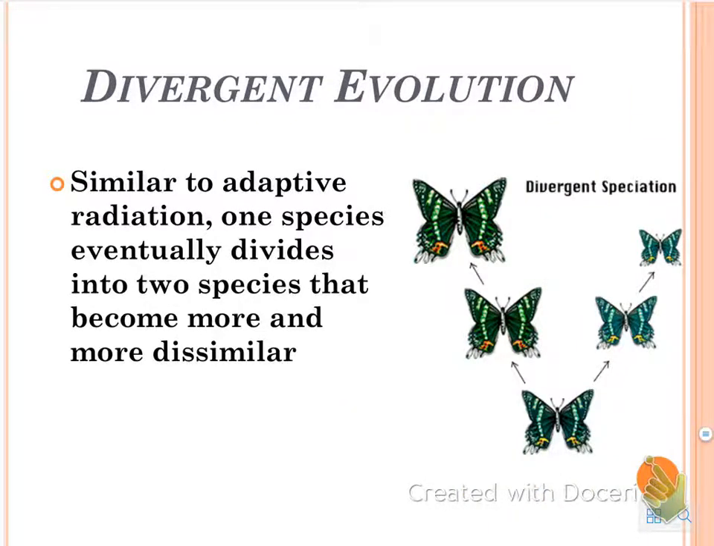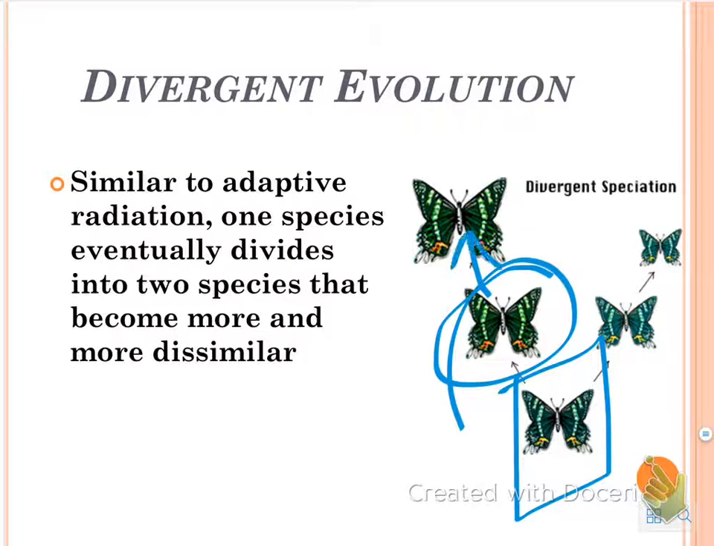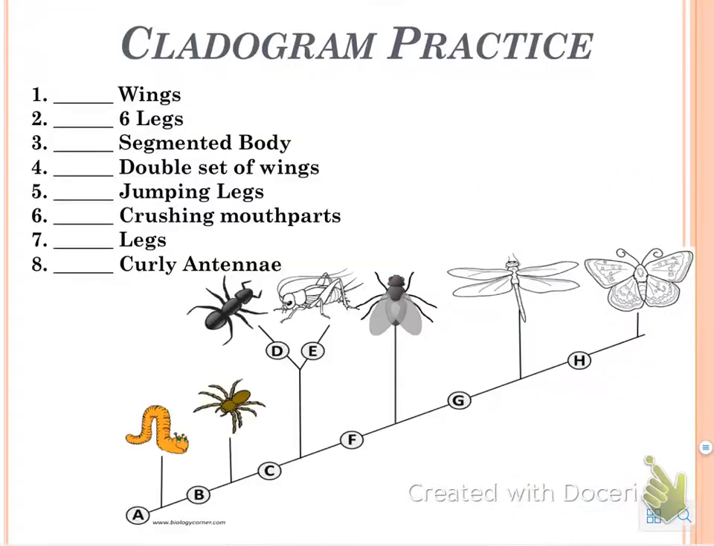Divergent evolution, on the other hand, is where one species divides into two and they become more and more different. So divergent, you're diverging, you're separating. If you look, this was our original butterfly. We have one type going this way and becoming more prominent, another type going this way and becoming more prominent.